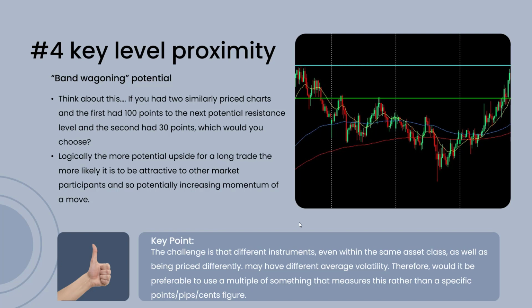So, in order to compensate for that, it would be preferable to use a multiple of something that measures this, such as the ATR again, rather than a specific points, pips, or cents figure. So, when you're looking at a chart, look at what the ATR or the average true range is doing and say, well, look, the distance to the next resistance point is 1.5 ATR or 2 ATR or 3 ATR. And then you can write that as a specific criteria in your trading plan. So for me, I would want at least 1 to 1.5 risk reward ratio or 1 ATR to 1.5 ATR. There's an example for you.